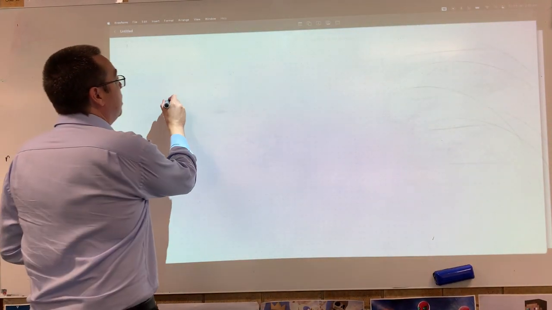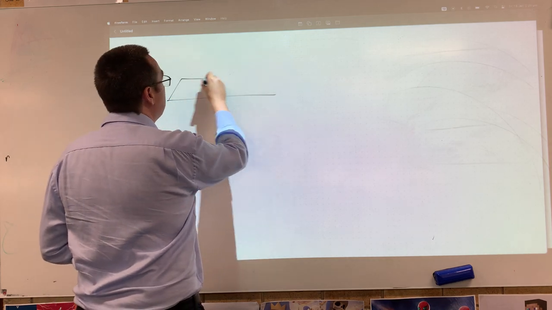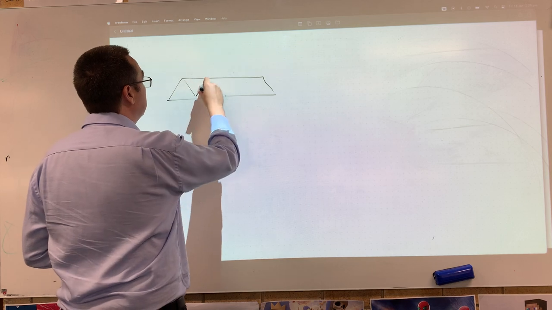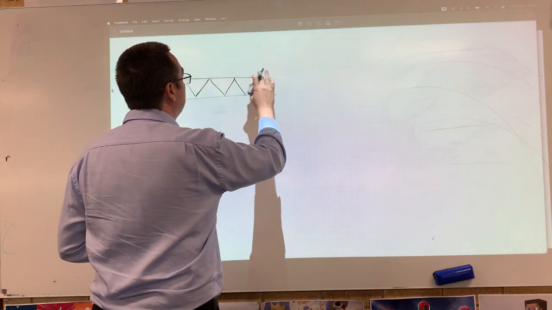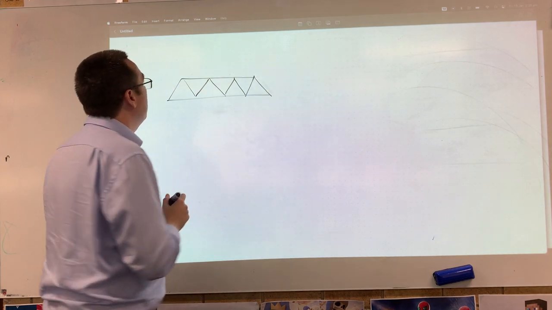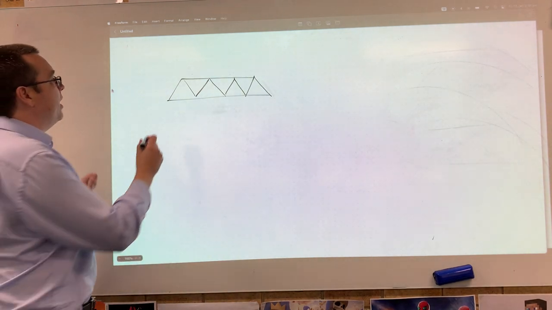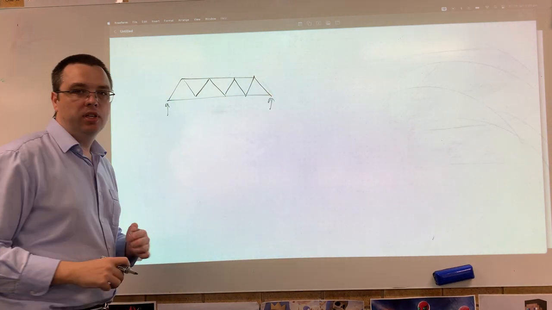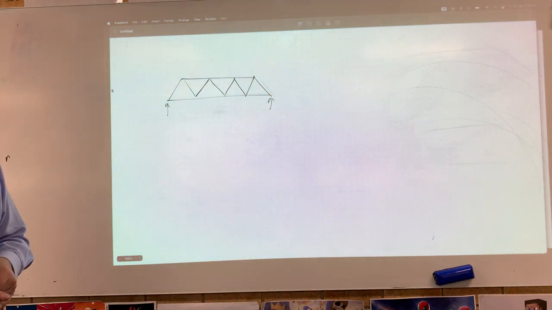So if I draw this as a model, this is a Warren truss, this kind of truss. It's a pretty common one. It's also a pretty simple one to understand, geometrically. My hands are providing a force up, and that's a reaction force. Now, I don't know how much that weighs.